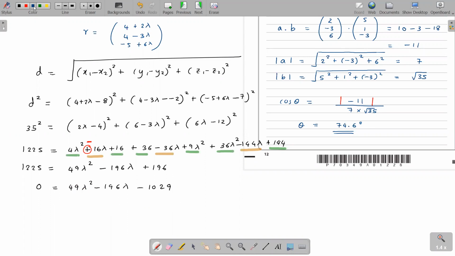Yeah, it completely divides by 49. So I'll divide the whole equation by 49. You need to realize 49 is 7 times 7, so at least we could try to divide it by 7. At least. But here we can divide it by 49. You can see it's trial and error.